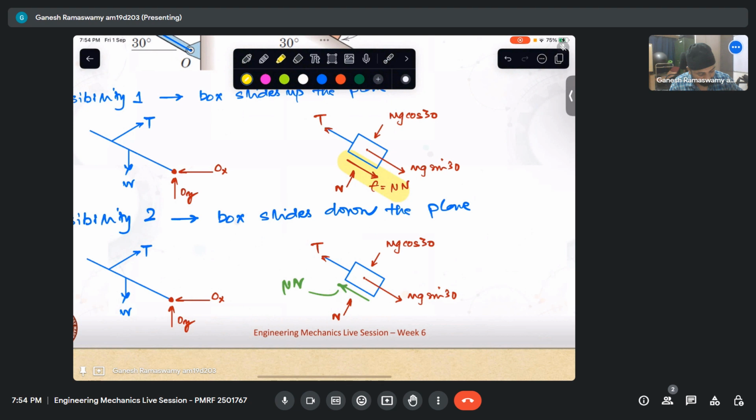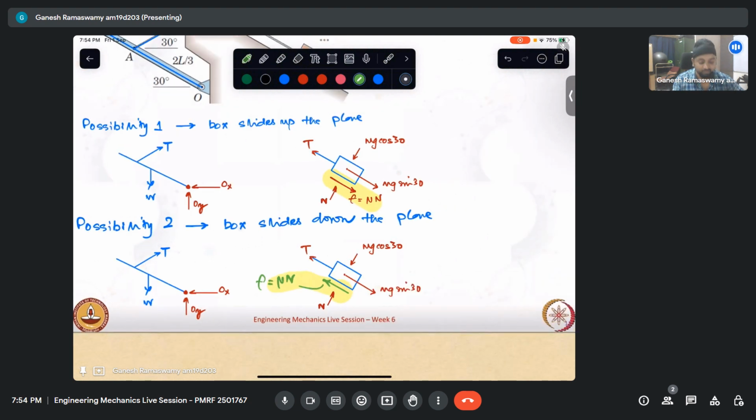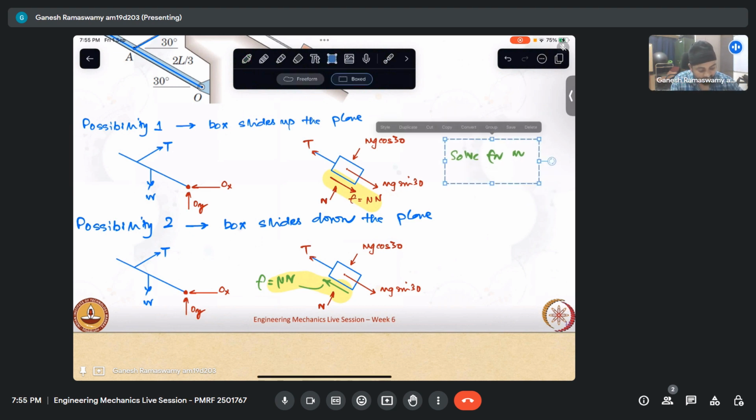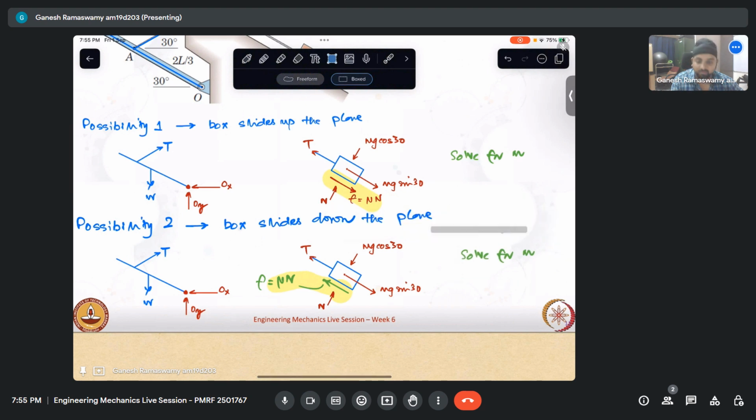And this is F equal to mu N. So these two are the only conditions that we need to solve for M. In each case, solve for M, and we will get the range. So this is an interesting problem that way. I don't need this page here.